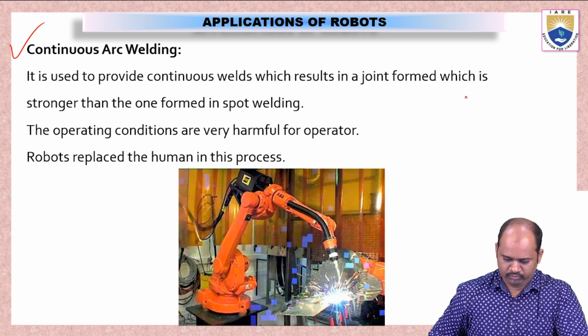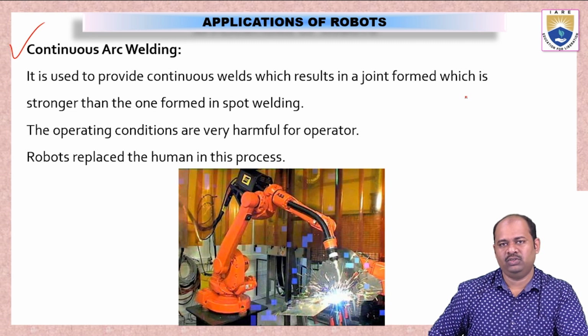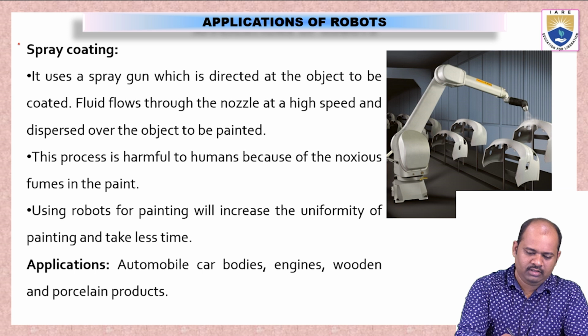Okay, so continuous arc welding robots are another application where robots are used in industries. And then this is spray coating.